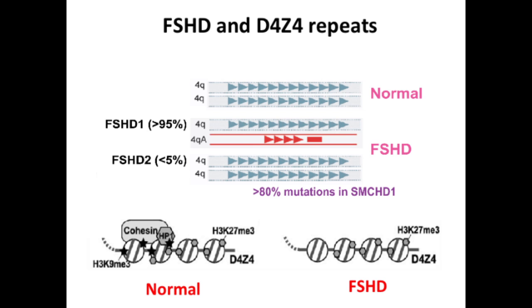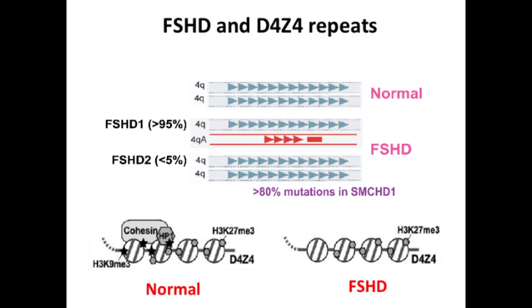The majority of FSHD is linked to deletion of the repeat sequence D4Z4. D4Z4 locates in the subtelomeric region of chromosome 4 long arm. Normally, each D4Z4 allele contains 11 to 150 repeats. While for 95% of FSHD patients, one D4Z4 allele has less than 10 repeats.